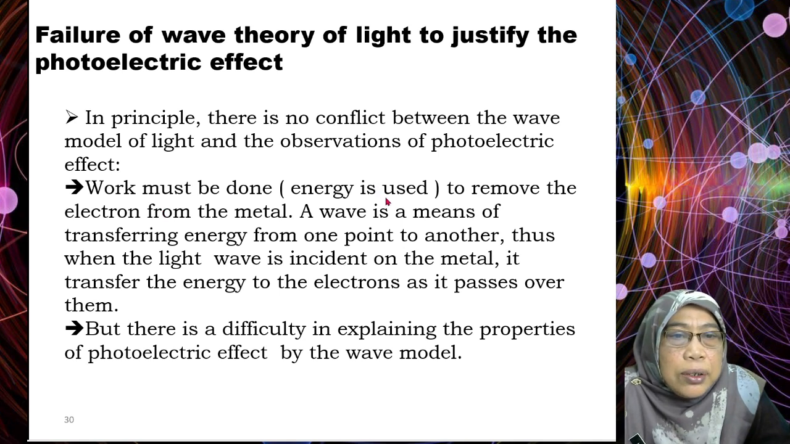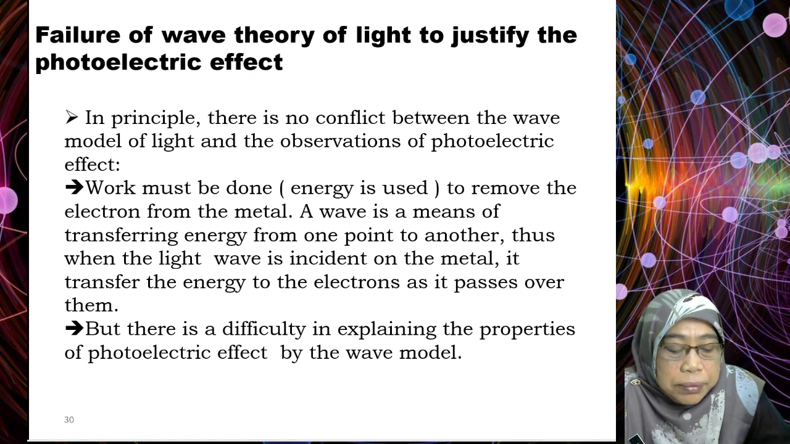Work must be done, or energy is used, to remove the electron from the metal. A wave is a means of transferring energy from one point to another. This is what you have learned in semester 1. Thus, when the light wave is incident on the metal, it transfers the energy to the electron as it passes over them. But there is a difficulty in explaining the properties of photoelectric effect by the wave model. That is what we say the failure of wave theory to justify what has been observed during the photoelectric effect.